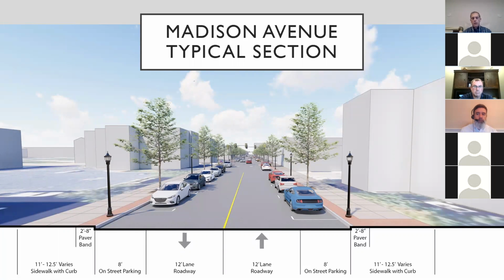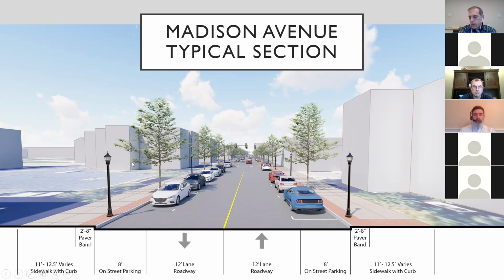As you can tell from the Madison Avenue typical section, we're going to be reconstructing from building face to building face, which is within the existing right-of-way. We are going to be providing two 12-foot lanes, one in each direction, northbound and southbound, 8-foot parking lanes on both sides of the street, as well as reconstructing curbs and sidewalks on both sides of the street from the curb line to the building face, while providing a paver band that is part of the city design guidelines.